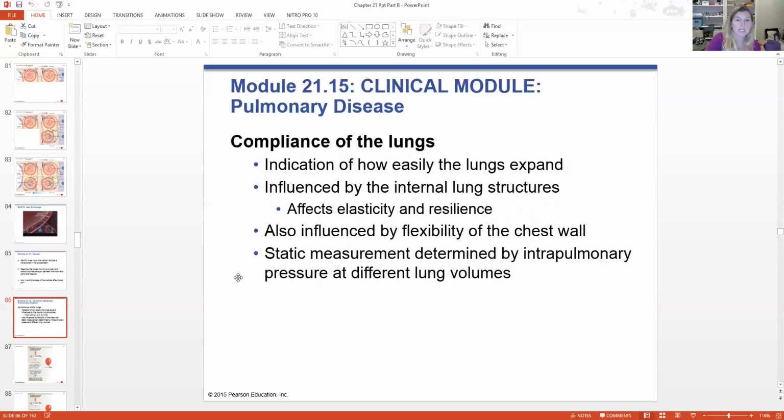So this can be taken in a static measurement to determine the interpulmonary pressure at different lung volumes to be able to see how great of a pressure differential your lungs can create.